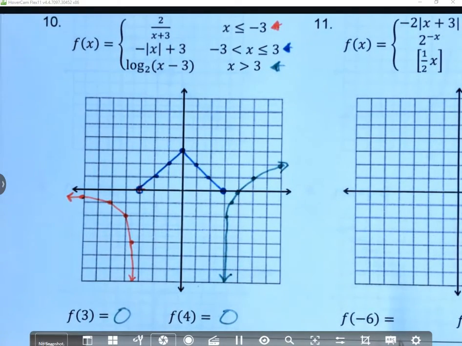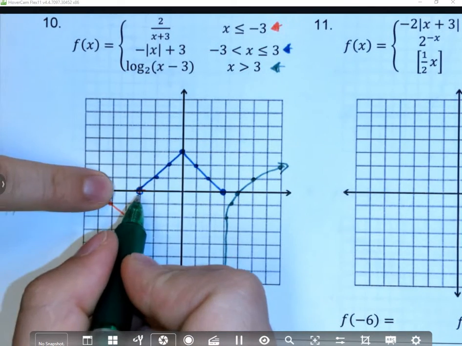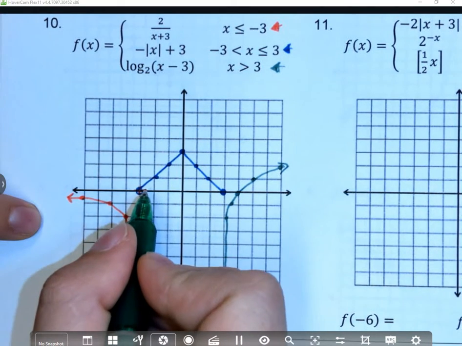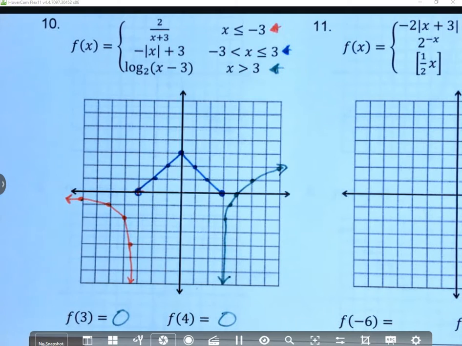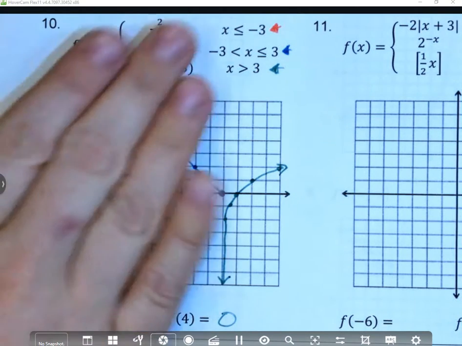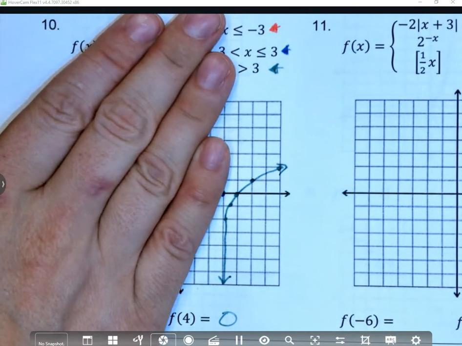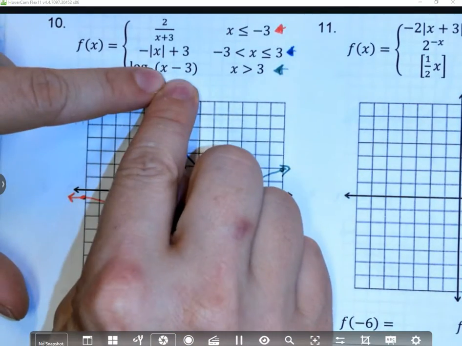Yes? That's supposed to be open. It's hard to tell because I put the plus sign there for the other function. That is open though. So thank you for asking that. Yes, sir. Okay, so I'm going to ignore everything else that I have here. Right? That -3, what does that do to my graph?